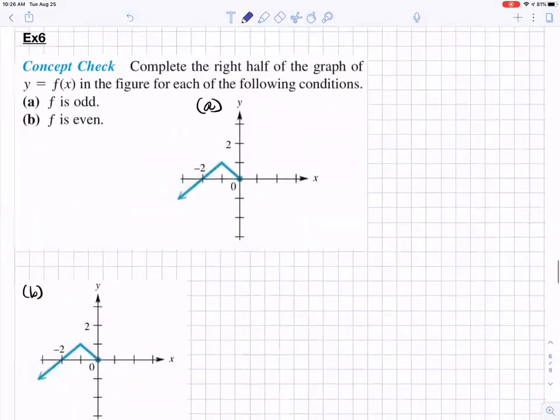Where's my other questions? Here we go, example number 6. Complete the right half of the graph for this figure, part A, if my graph is odd. Okay, my function, my graph is odd. So question on this one: what's the test for odd? What are the two things that have to be equal for my function to be odd?